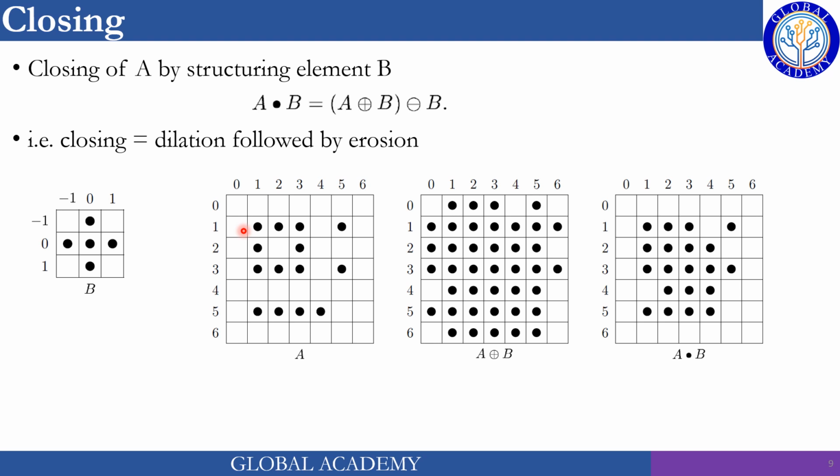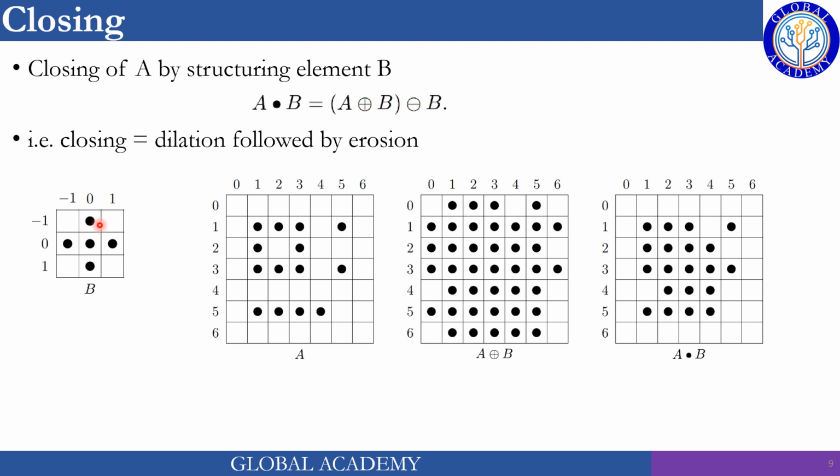Closing is like a reverse operation. First we do dilation and then erosion. So the sign is a little bit changed. It's a filled circle. So A closing B, the closing of A using structuring element B, is equal to first dilation with B and then erosion with B.